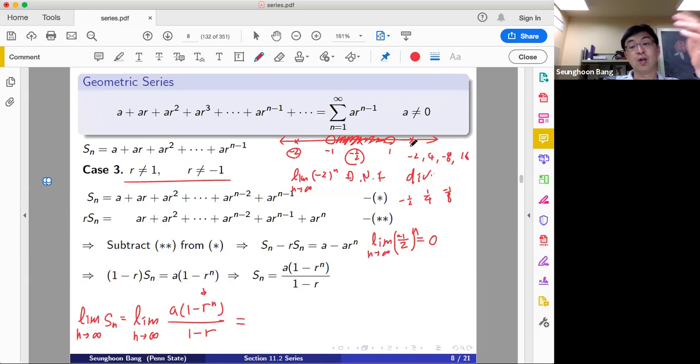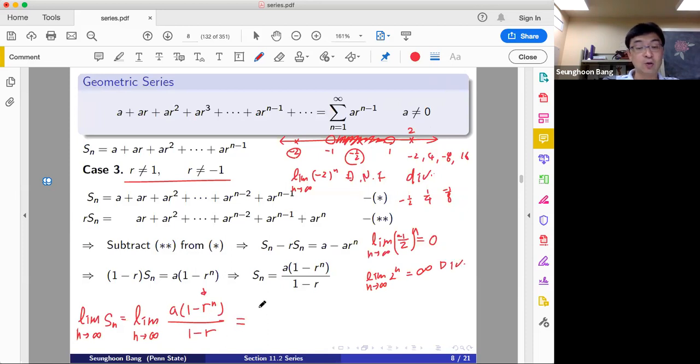You can choose any number greater than 1. One example is 2, and calculate the limit as n approaches infinity of r to the n, that is, 2 to the n. What happens? Plug in 1, 2. Plug in 2, 2 squared equals 4. Then 8, 16, 32, 64. Going to what? Infinity, always divergent.